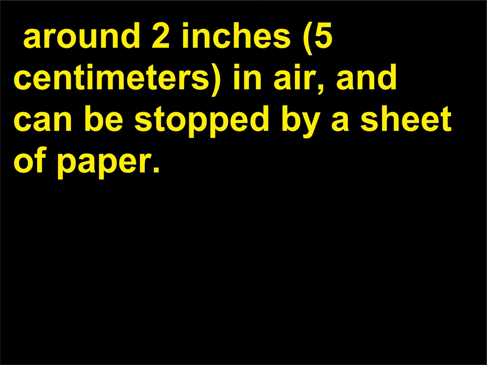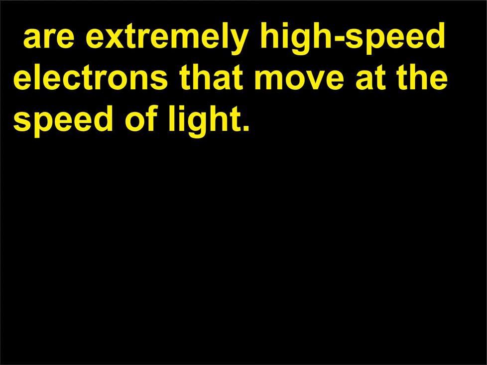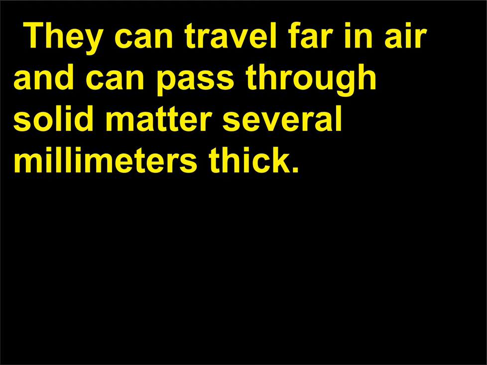Beta particles, identified by Ernest Rutherford, 1871-1937, are extremely high-speed electrons that move at the speed of light. They can travel far in air and can pass through solid matter several millimeters thick.